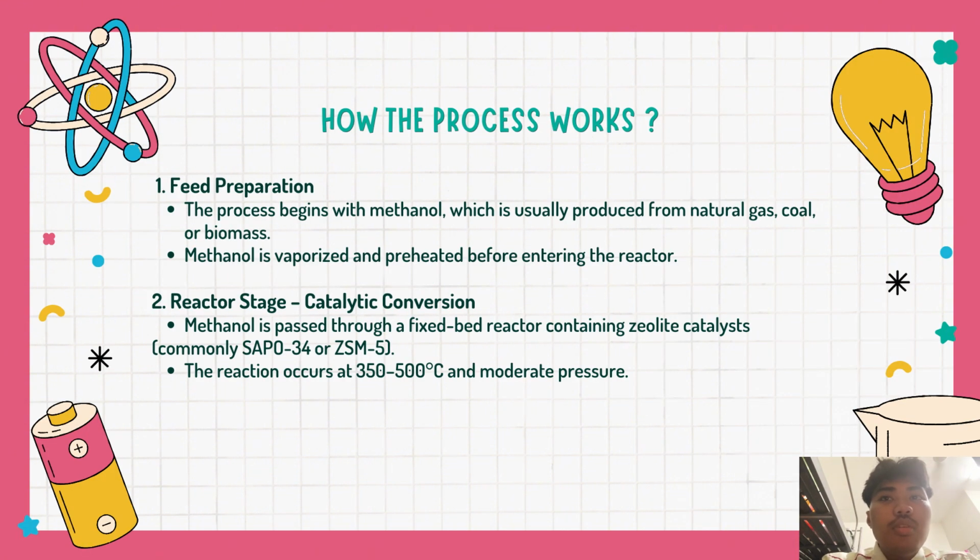I will explain how the process works. First is feed preparation. The process begins with methanol, which is usually produced from natural gas, coal, or biomass. Methanol is vaporized and preheated before entering the reactor. The second is reactor stage, catalytic conversion. Methanol is passed through a fixed bed reactor containing zeolite catalyst, commonly SAPO-34 or ZSM-5. The reaction occurs at 350 to 500 degrees Celsius and moderate pressure.